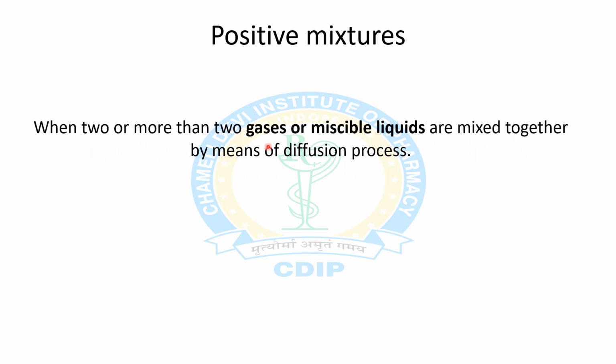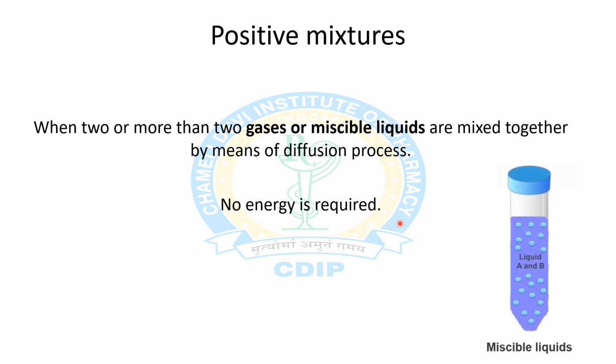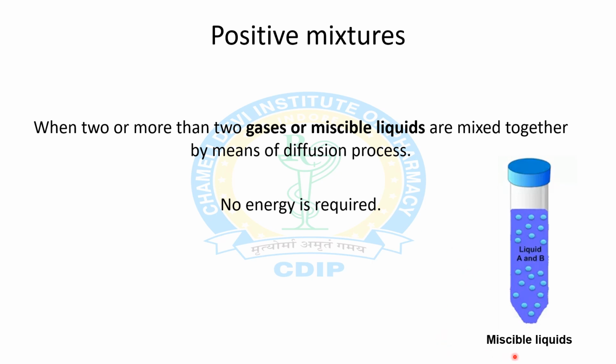Now when two or more than two gases or miscible liquids are mixed together by means of diffusion process, then it is known as positive mixture, and in this no energy is required. So when we mix two miscible liquids by diffusion process, the type of mixture is called the positive mixture, and here energy is not required. So here you can see that A and B liquids are mixed, which are miscible liquids, and this is the instrument which is used to form positive mixture. Generally they are paddle mixers or homogenizers. They are used for positive mixtures.